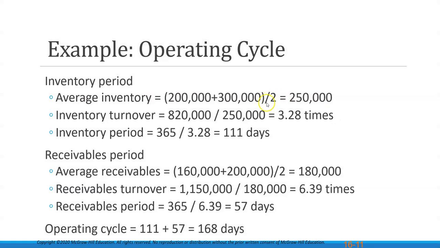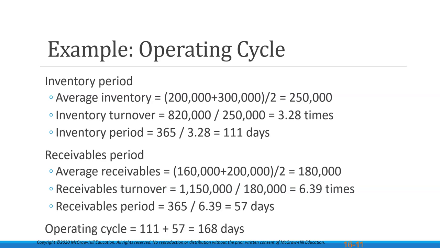So we have our average inventory and our cost of goods sold. So cost of goods sold divided by average inventory equals 3.28 times. That means on average, we turn over our entire inventory 3.28 times a year. We use that number to calculate the inventory period. So we take 365 divided by the inventory turnover, and we get 111 days.